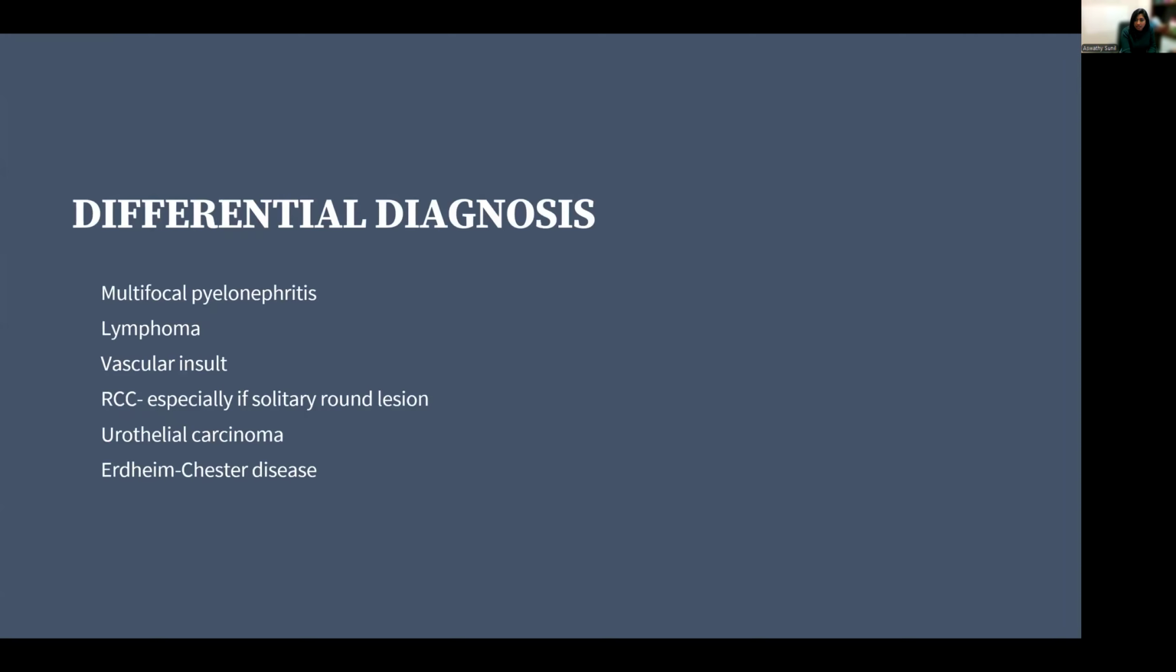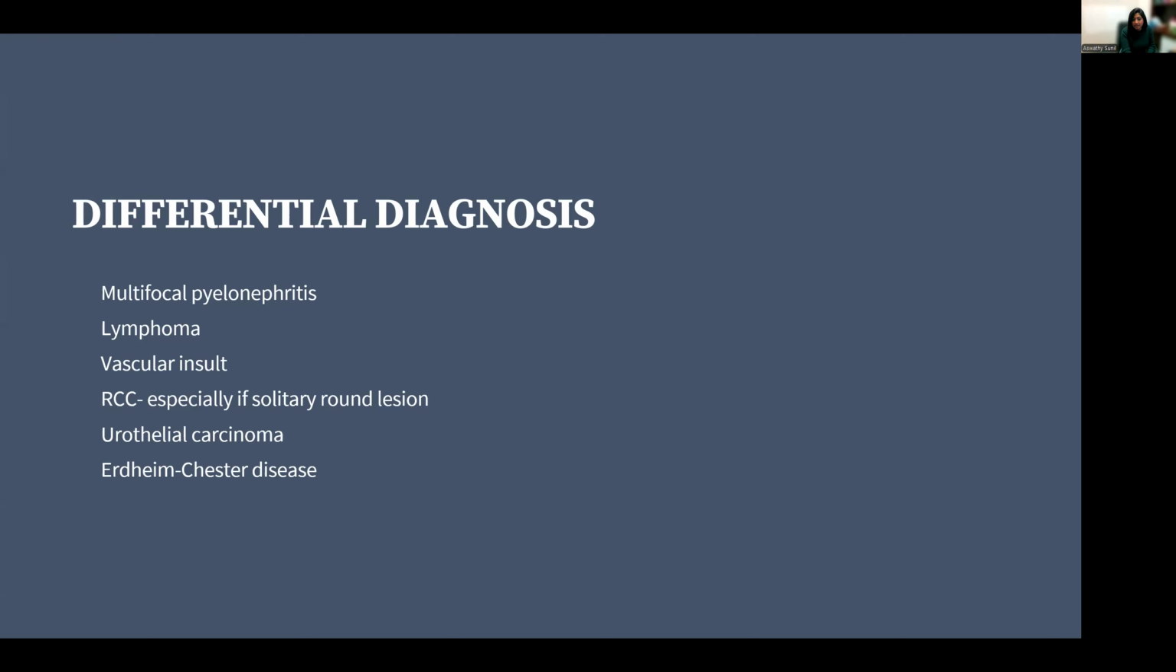The main differential diagnoses include multifocal pyelonephritis, where the patient is usually feverish or even septic; lymphoma, where you can see multiple bulky retroperitoneal lymph nodes; vascular insult; renal cell carcinoma, especially if it's a solitary round lesion, it's really difficult to differentiate; urothelial carcinoma. Now, urothelial carcinoma usually causes renal tract obstruction, while IgG4-related disease usually doesn't cause renal tract obstruction unless it's associated with a concomitant retroperitoneal fibrosis.